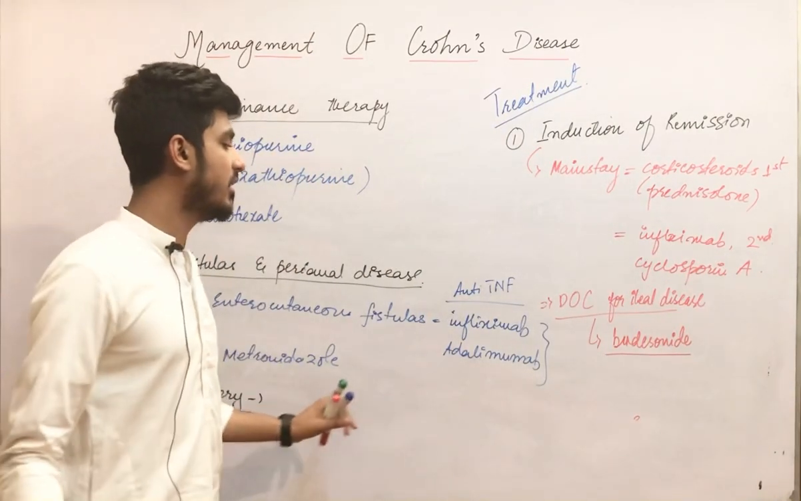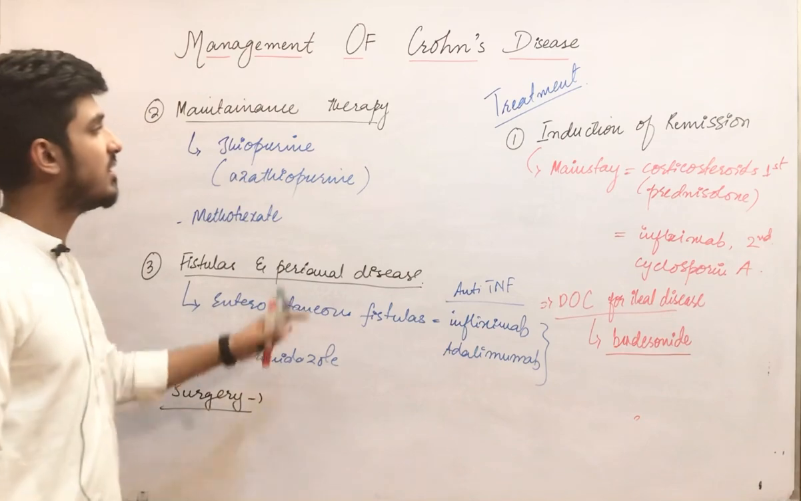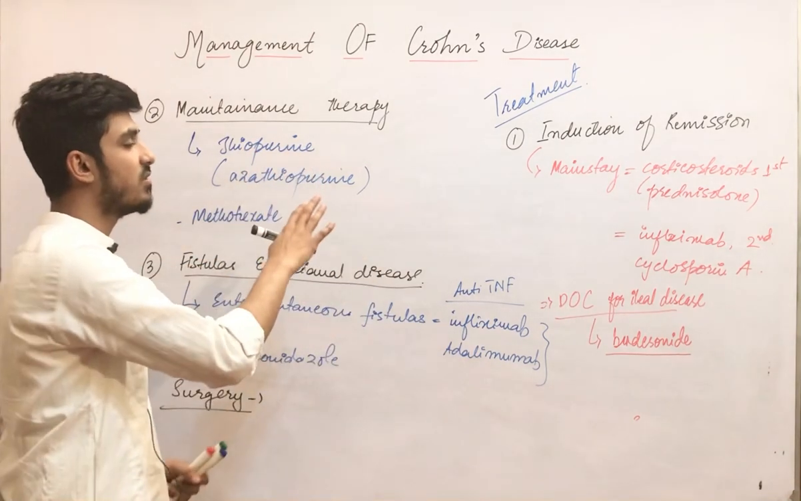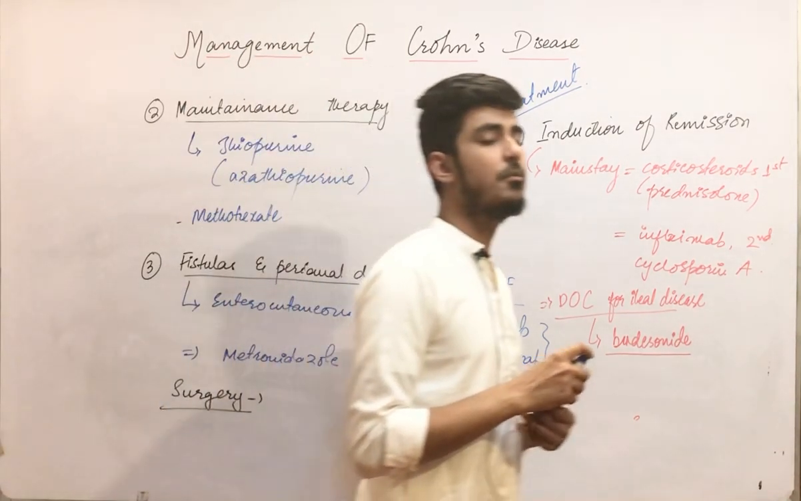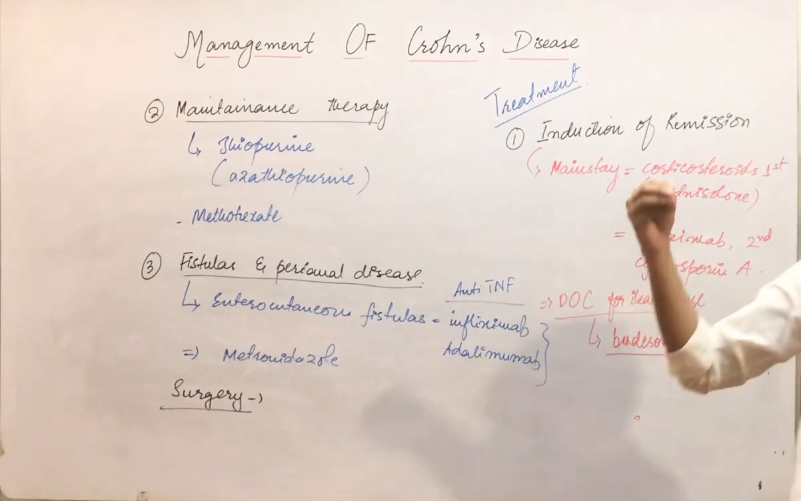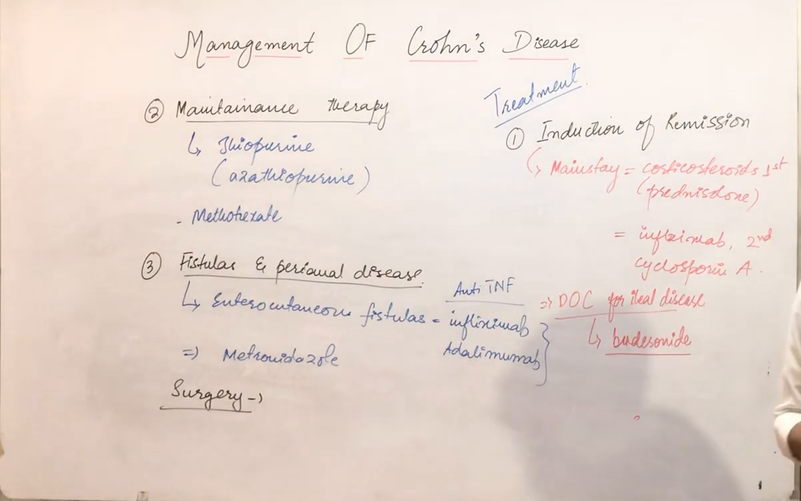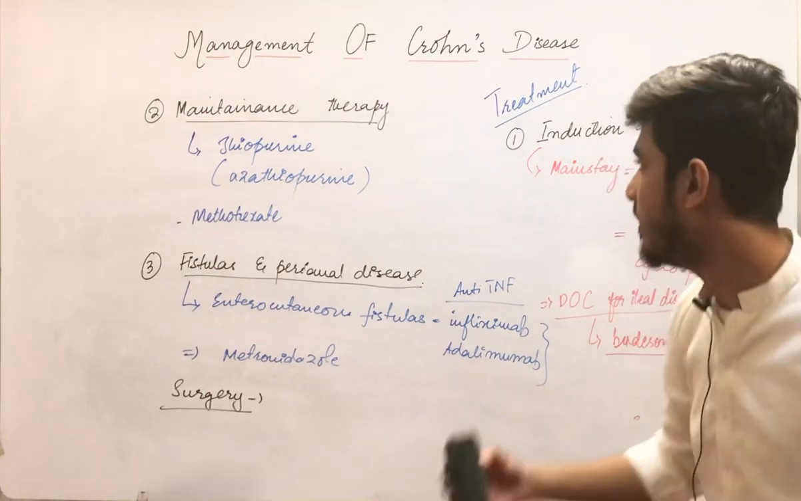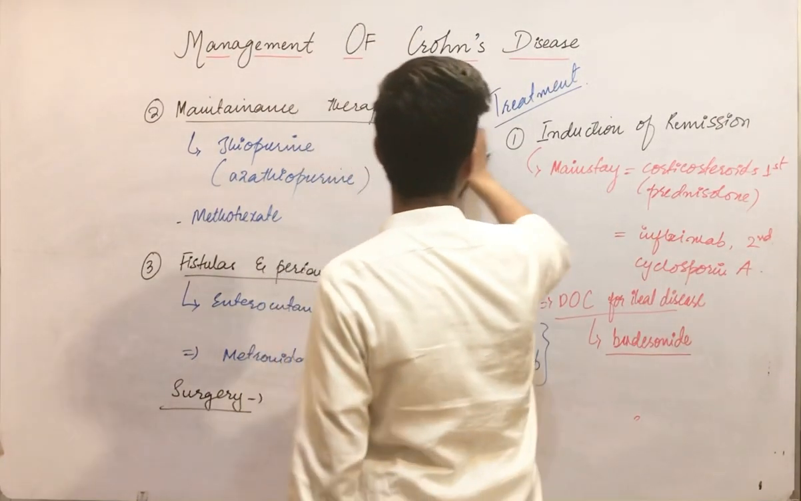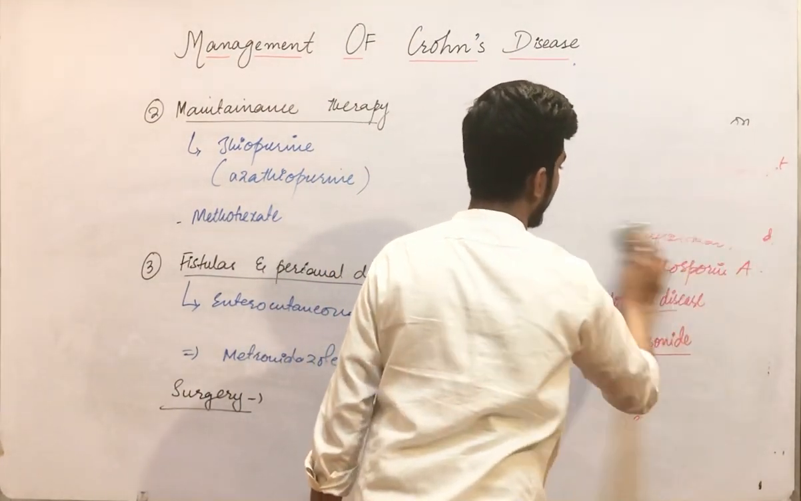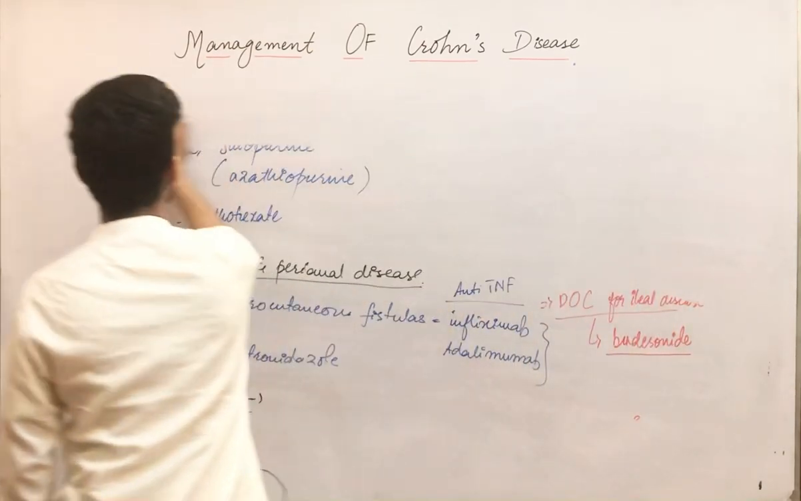So these are the indications for surgery. So basically this is the treatment for Crohn's disease. Now I would like to tell you the side effects of certain drugs that we are using in inflammatory bowel disease. Then we will end the lecture. Now I am telling you the side effects of the drugs that we have used in inflammatory bowel disease.